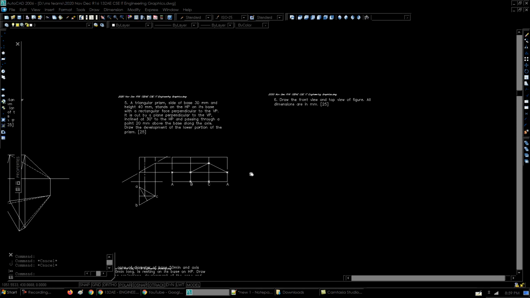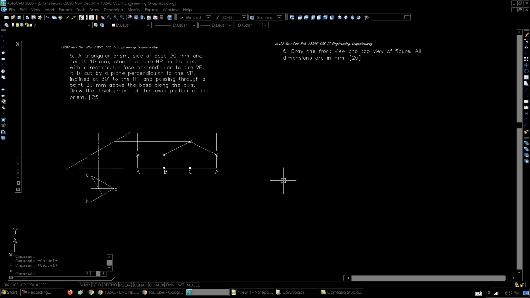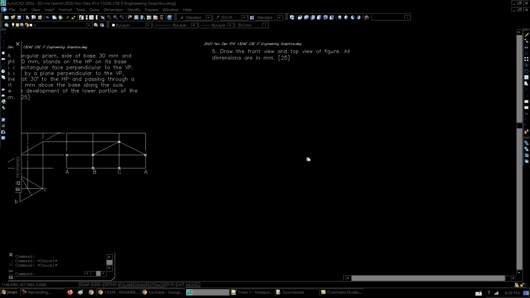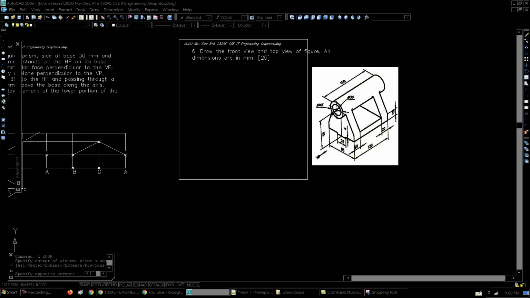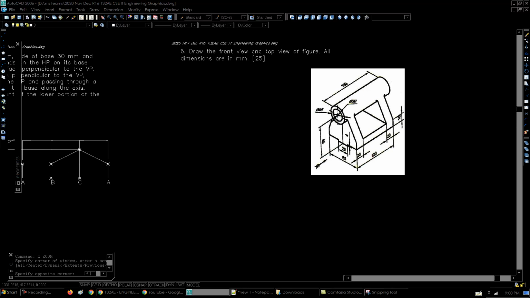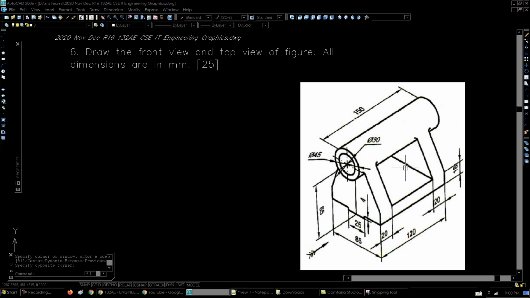So having done the 5th problem, there is one last problem for us to go for, and this one is a conversion problem. So this is the problem that we have to solve. An isometric view of an object has been given to us. We have to draw the front view, top view of the figure. All dimensions have been given in mm.